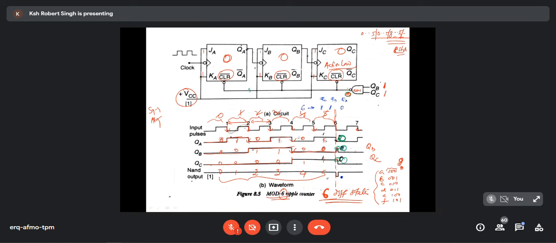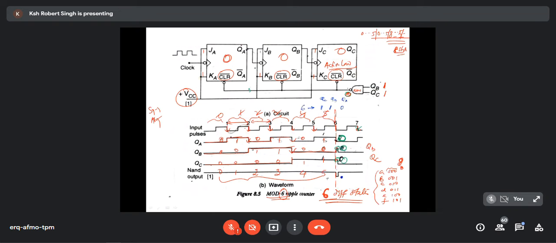And in the next clock pulse, it will start again counting from 0, then 1, 2, 3, 4, 5, then 0, 1, 2, 3, 4, 5. It will go on counting. Can you understand? Any doubt? Can you understand what I'm saying?